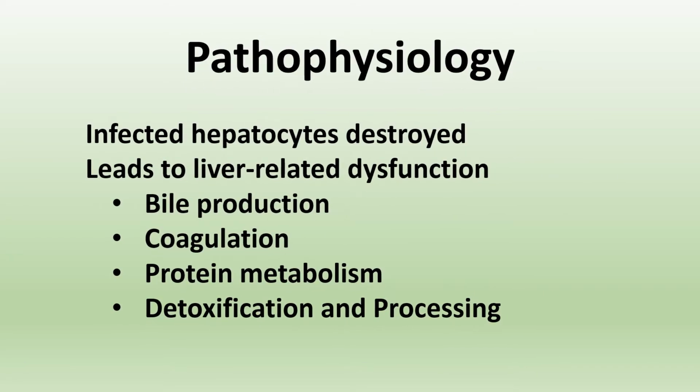Infected liver cells can lead to complications in liver function. Acute hepatitis hinders the liver's ability to produce bile that is essential for digestion. Acute hepatitis can make clotting take longer, affects how protein is metabolized, and affects the detoxification process of the blood and how vitamins are stored.